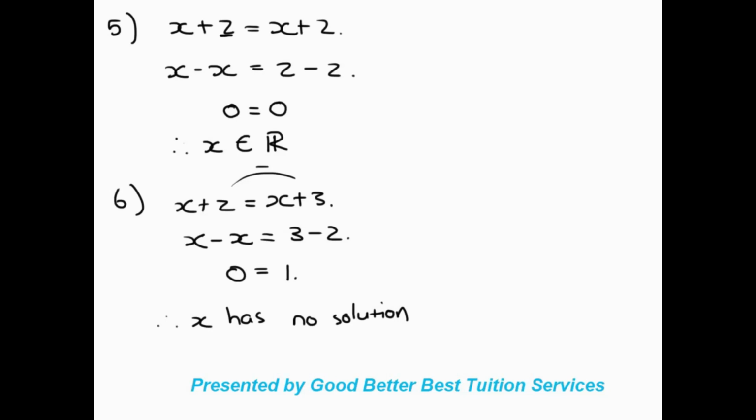So let's try to identify the key points in these special cases. We got x minus x, 2 minus 2. We could see that it gave us 0 is equal to 0. And our statement was, therefore, x is the element of all real numbers. In our second case, we just got x minus x, which would obviously cancel out to equal 0. And we didn't get a final answer for x, so therefore our statement is, therefore x has no solution.